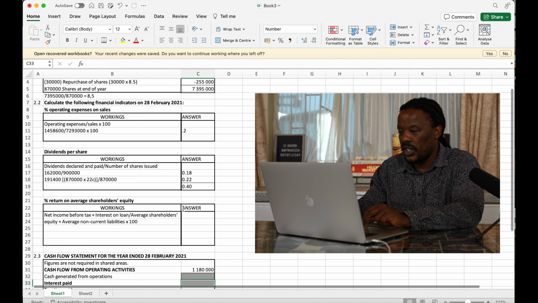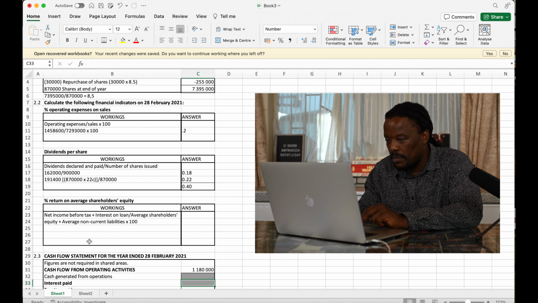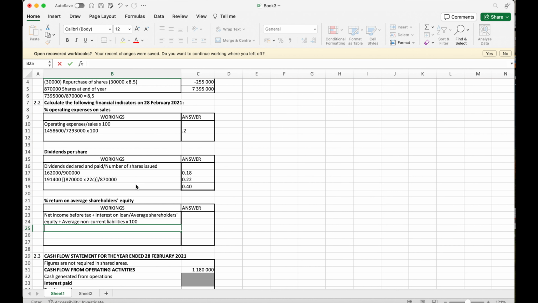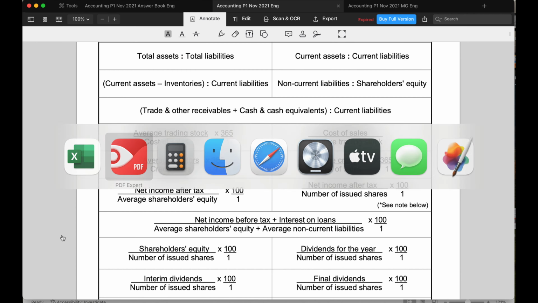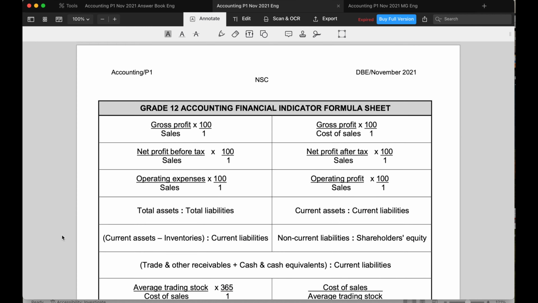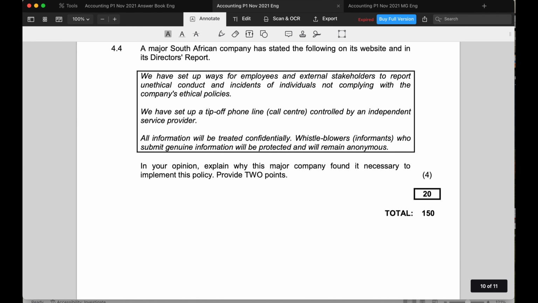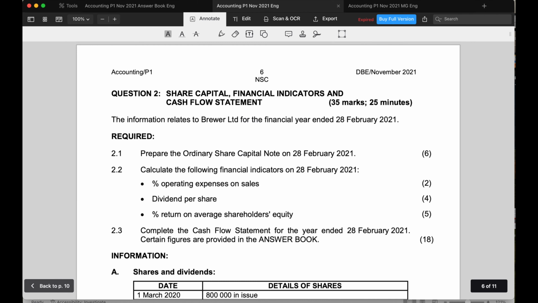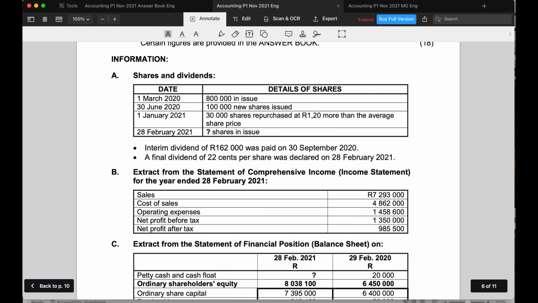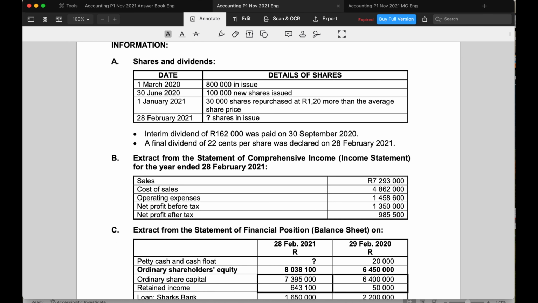Return on average shareholders' equity. Net profit before tax over average shareholders' equity, you have net profit before tax plus interest. But because now we can say net profit after tax over average, you can do that. So let's look at our net profit after tax. Our net profit after tax is 985,500.